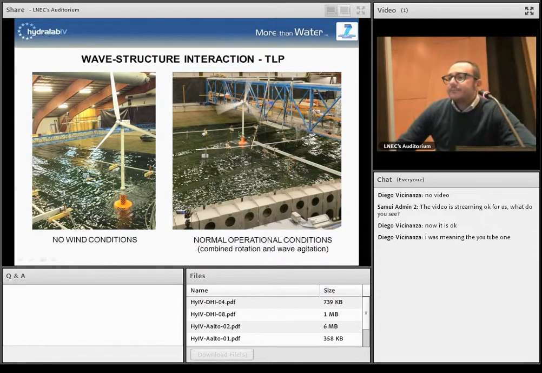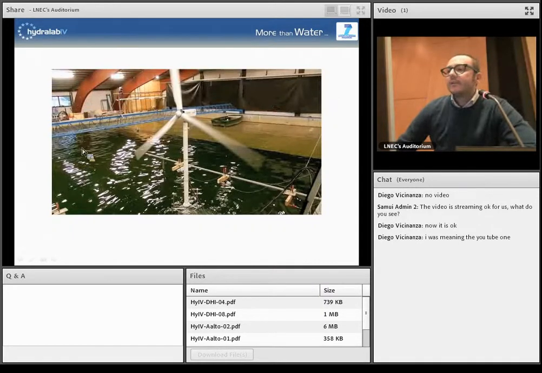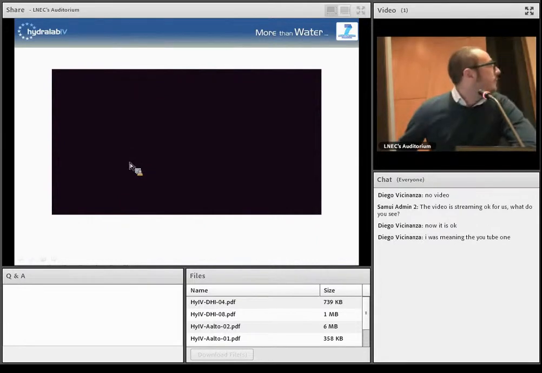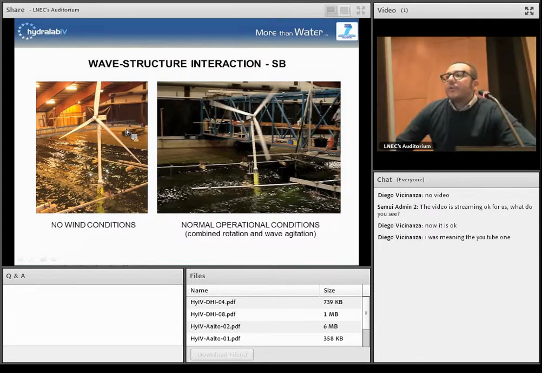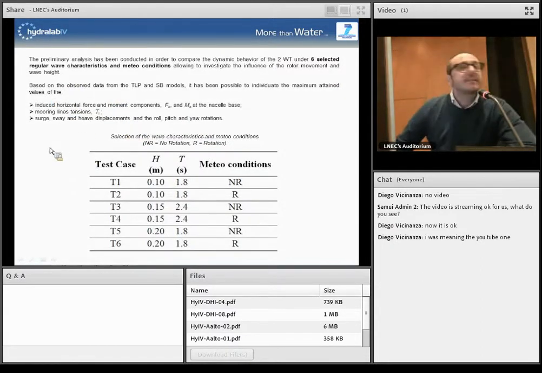The preliminary analysis has been conducted in order to compare the dynamic behavior of the two wind turbines under 6 selected regular wave characteristics and meteocean conditions, allowing to investigate the influence of the rotor movement and the wave height. Based on the observed data from the TLP and the spar buoy models, it has been possible to individuate the maximum attained values of the induced horizontal force and moment components at the nacelle base, the mooring line tensions, and finally the surge, sway and heave displacements and the roll, pitch and yaw rotations. The table summarizes the six selected test cases with the adopted meteocean condition and the wave characteristics in terms of wave height and wave period.